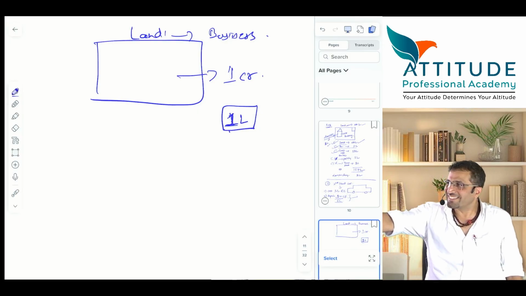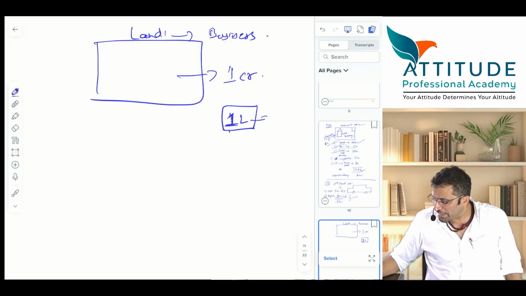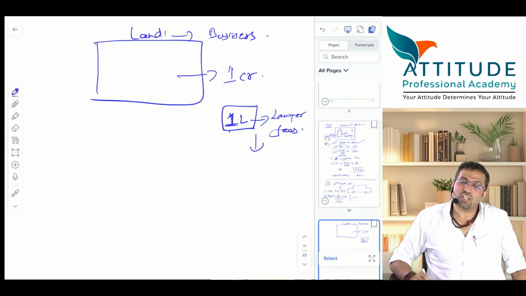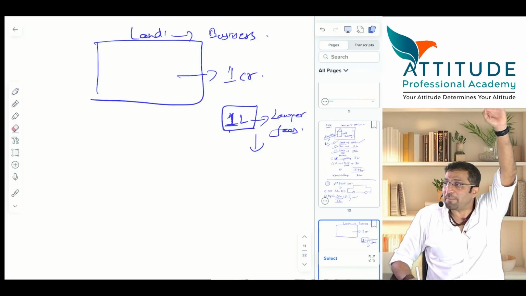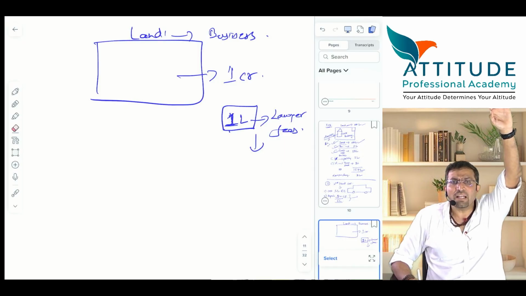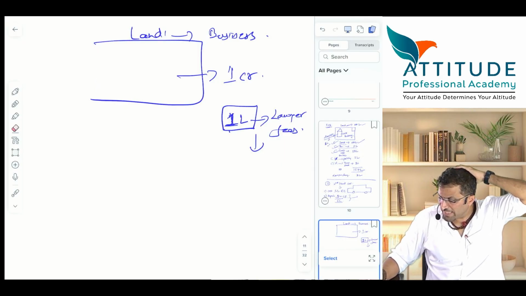Now this 1 lakh rupees, lawyer charges, lawyer fees. Is this a capital expenditure or revenue expenditure? Capital expenditure or revenue expenditure? How many of you say capital? Why? The land was already purchased 5 years back.